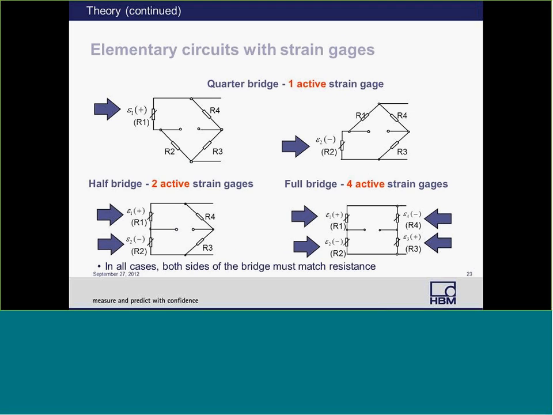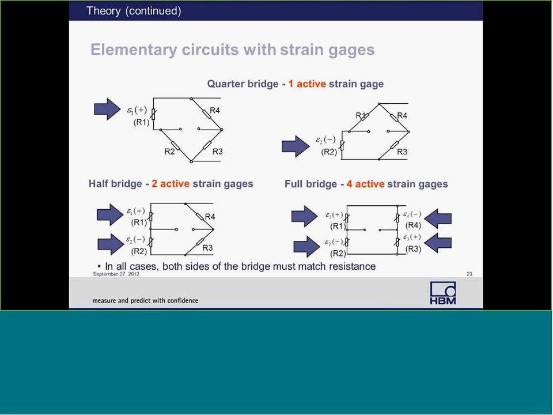So there are 4 pretty much elementary circuits with strain gauges. The first 2 are quarter bridges with 1 active strain gauge. In the one in the upper left-hand corner, we have the active strain gauge in the northwest quadrant of the Wheatstone Bridge. The one on the right, we have the active strain gauge in the southwest quadrant of the Wheatstone Bridge.